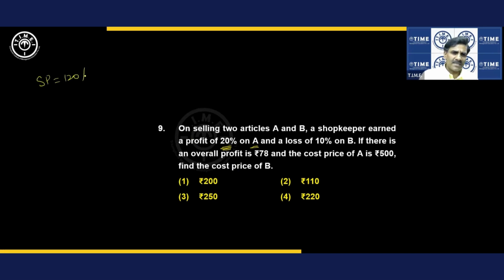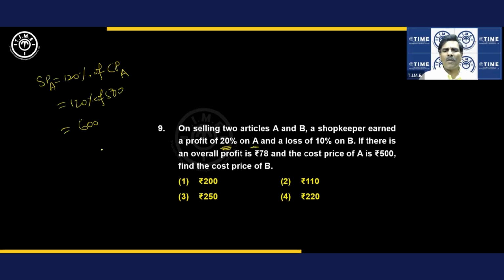120% of cost price. So SPA, that means the selling price of A is 120% of the cost price of A. And we have the cost price of A as 500. So 120% means 6 by 5 times of 500, which means 600 rupees. So the selling price of A we have as 600 rupees, right?